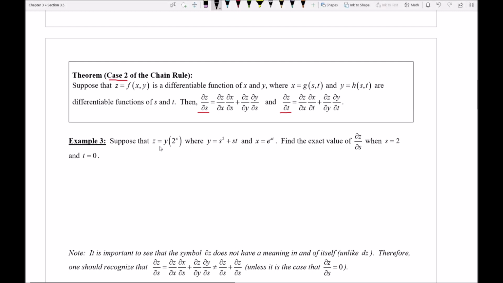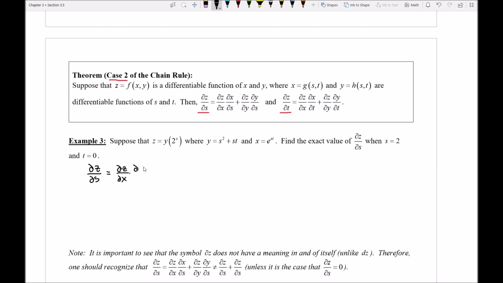Suppose that I have z equals this two-variable function, and y and x are also two-variable functions. How do I start to compute my partial derivative of z with respect to s? All right, so my partial derivative of z with respect to s, according to the chain rule, should be: take the partial derivative of z with respect to one of its variables. So let's start with x.